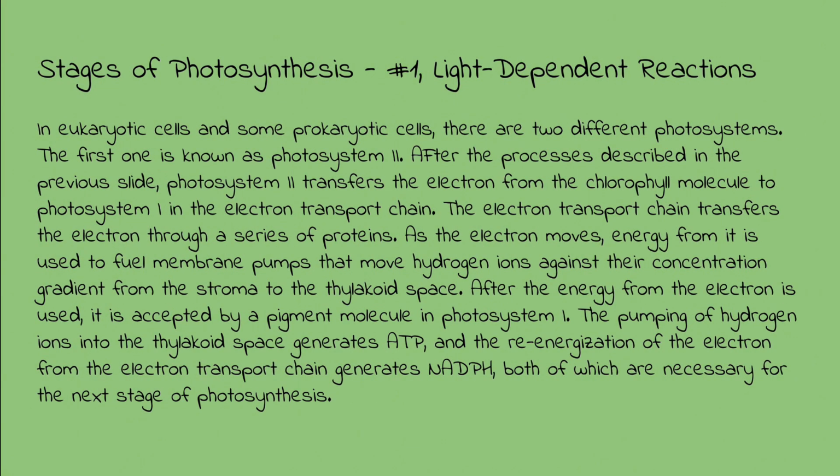In eukaryotic cells and some prokaryotic cells, there are 2 different photosystems. The first one is known as photosystem 2. After the process described in the previous slide, photosystem 2 transfers the electron from the chlorophyll molecule to photosystem 1 in the electron transport chain.